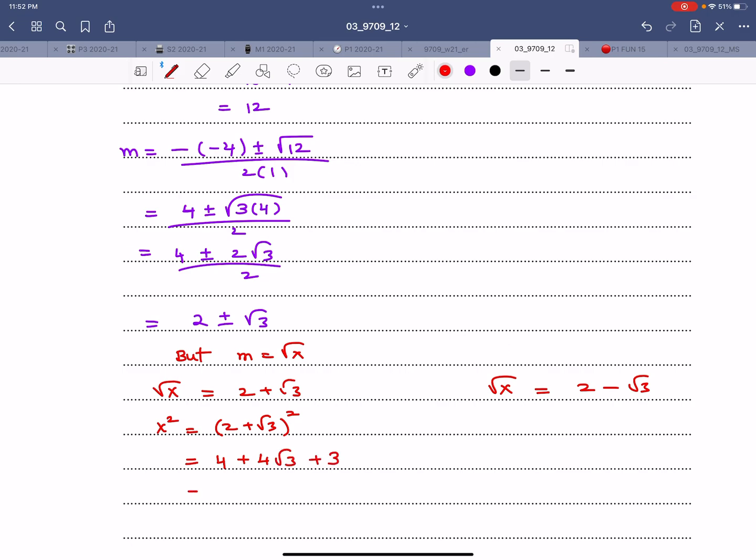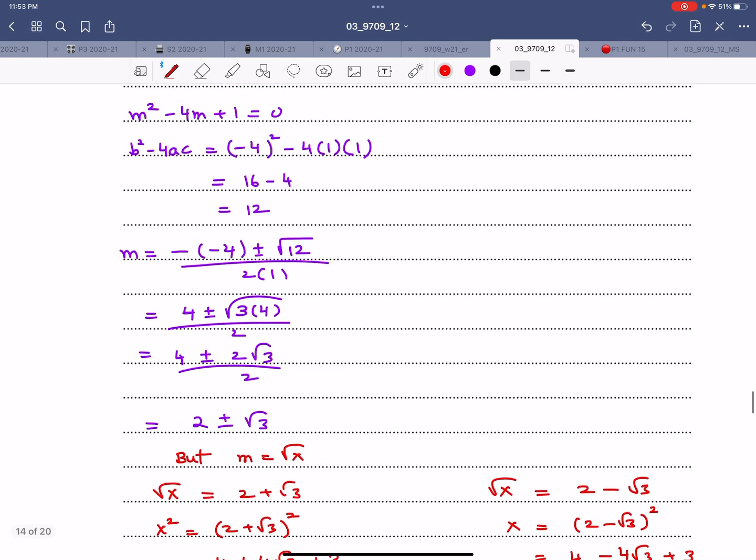That is one answer. The other answer is 2 minus root 3 square, that is x, that is 4, and this is minus 4 root 3 plus 3. 4 plus 3 is 7, that is 7 minus 4 root 3. So these are the two answers that you get for the solution of this equation.